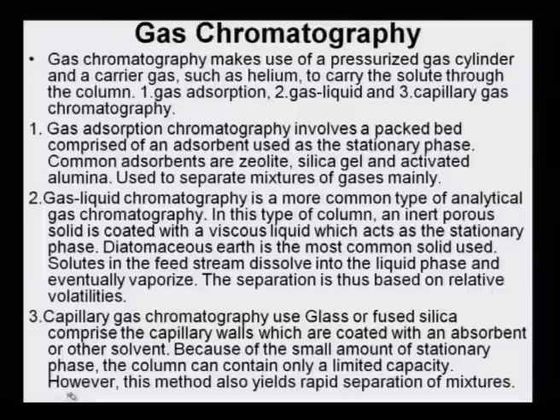Capillary gas chromatography uses glass or fused silica comprising the capillary walls, which are coated with an adsorbent or some solvent. Because of the small amount of stationary phase, the column can contain only a limited capacity. However, this method yields rapid separation of mixtures, and the capillary column is actually 50 meters long, but it is not kept lengthwise as 50 meters, it is wound up, and so it appears as a small column, but it is in big circles.